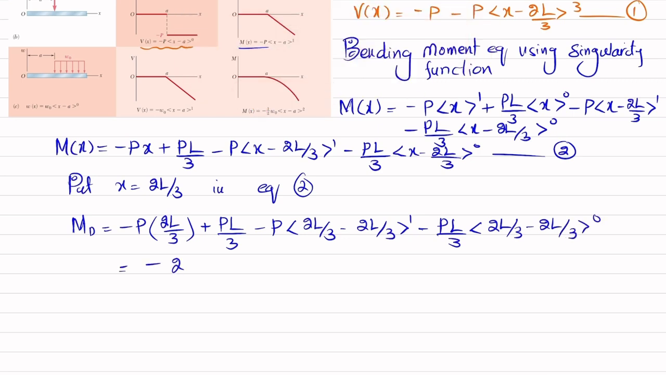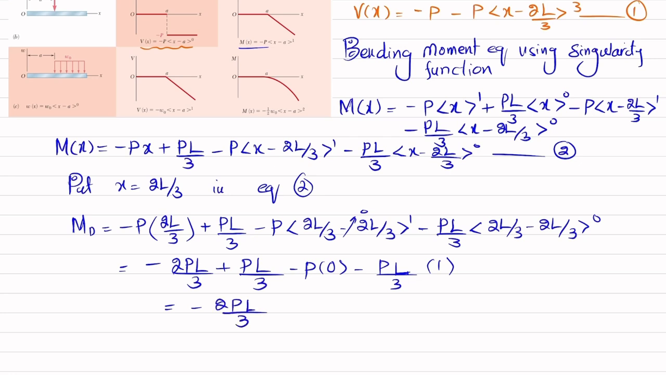So we will get minus 2PL over 3 plus PL over 3 minus P times this term, which will be 0. Anything power 0 power 1 is 0. So minus P into L divided by 3, and this term will be 0, 0 power 0 is 1. So we can write it minus 2PL divided by 3 plus PL divided by 3, this will be 0, minus P into 0 is 0, and minus PL divided by 3. Okay, so you can see these two can cancel with each other, so moment about point D will be equal to minus 2PL divided by 3.